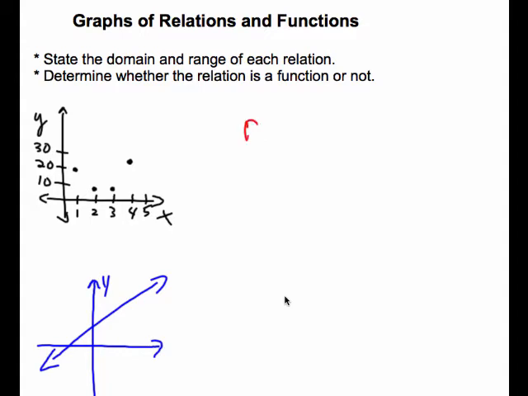But the domain and range is, the domain is all the inputs. So which values of x are being used? There's a point at x equals 1, x equals 2, x equals 3, x equals 4. So that's our domain.